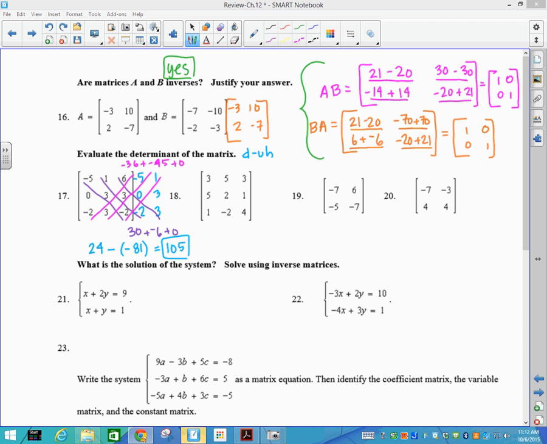Okay, look at the next one. We have, again, copy the columns. 3, 5, 1, 5, 2, negative 2. Okay, we're going to have to pause.